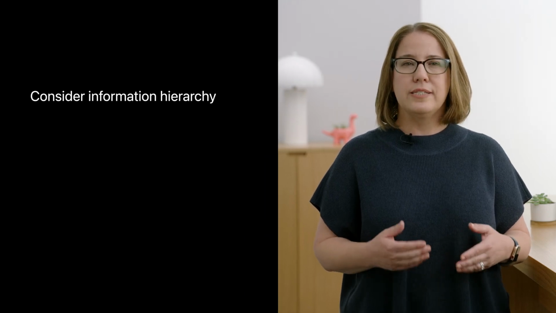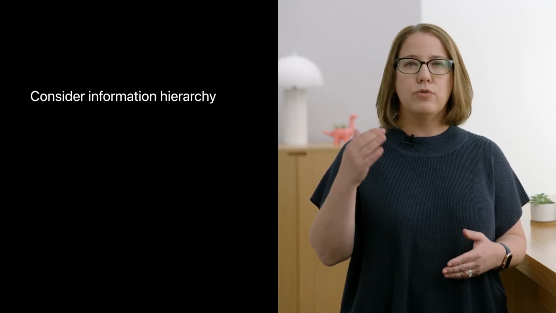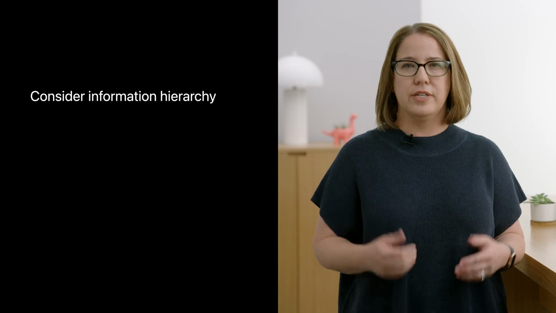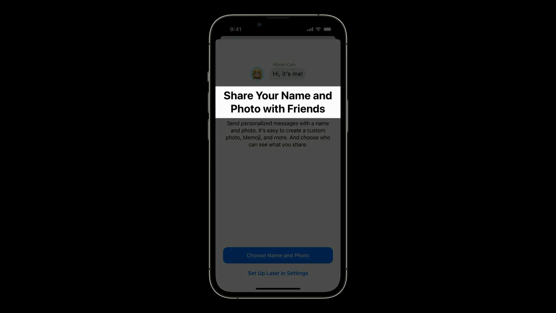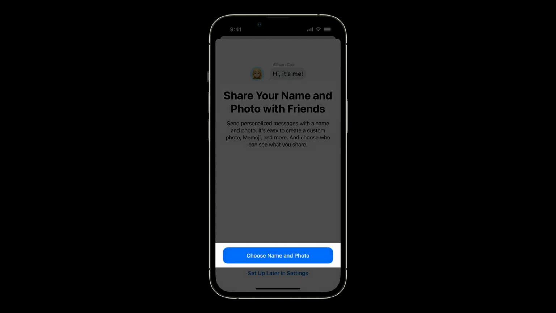As you develop the screens in your app, think about the most important things someone needs to know at that moment. That's the purpose of your screen. So how do you convey that? First, consider information hierarchy, or how you order the elements on the screen. Here's an example. This is an intro screen for a messages flow. You know the purpose because it's right at the top. Share your name and photo with friends. You probably noticed that first. Next, you might have read the button that says Choose Name and Photo.